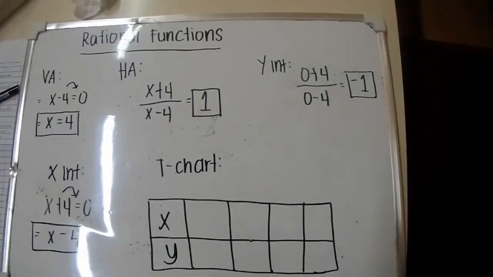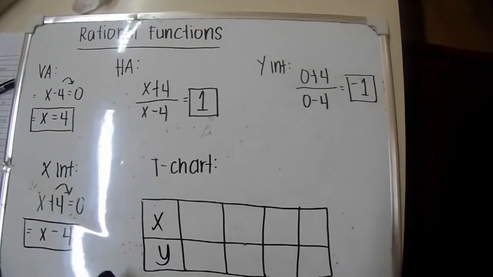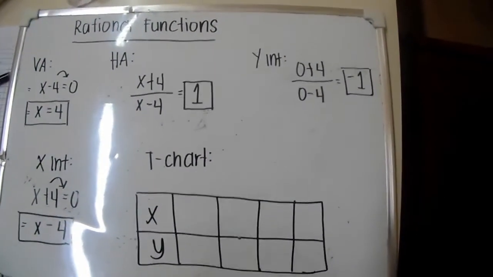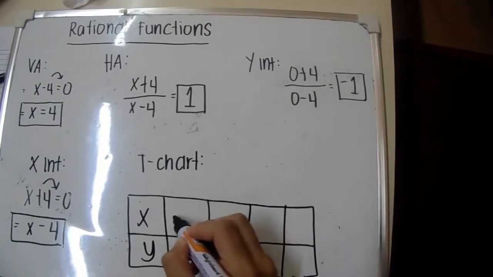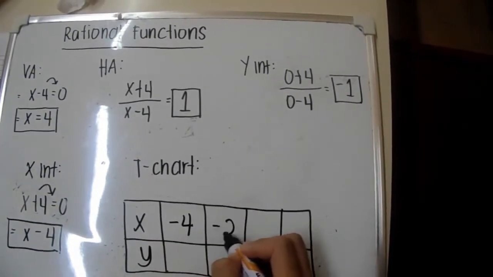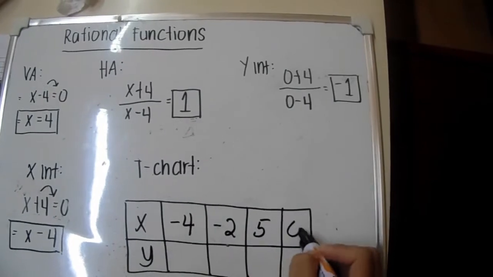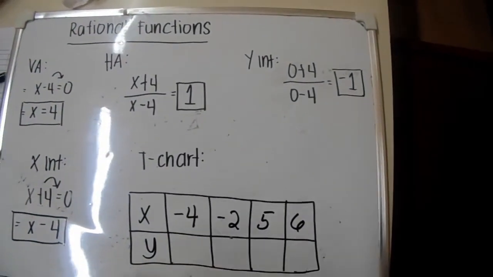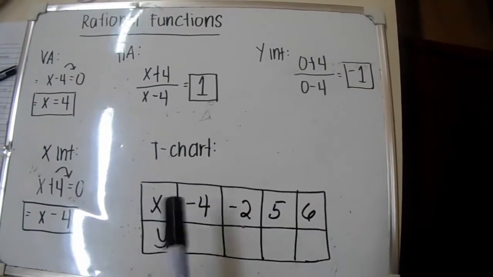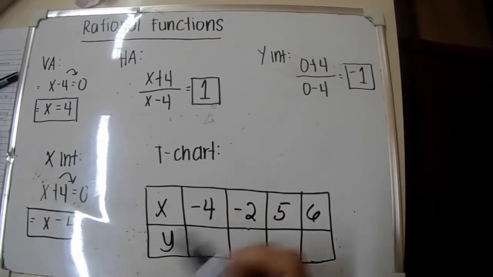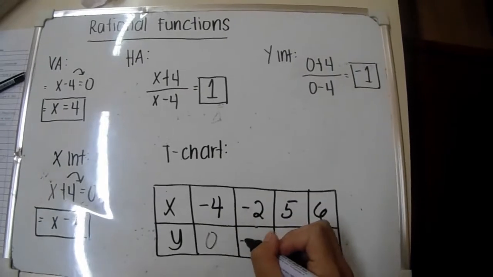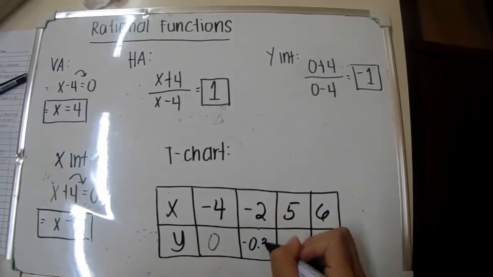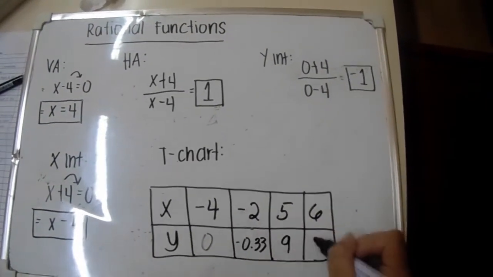In making a t-chart, you should get values that are less than negative 4 and greater than negative 4 again. So, for example, negative 4, negative 2, 5, and 6. So, we need to substitute the value of x into the given function. So, the answer will be 0, negative 0.33, 9, and 5.